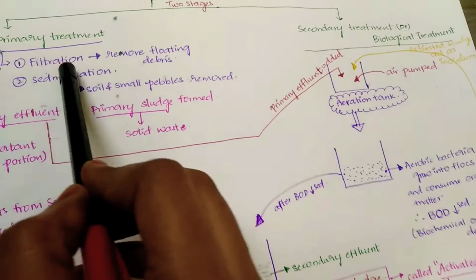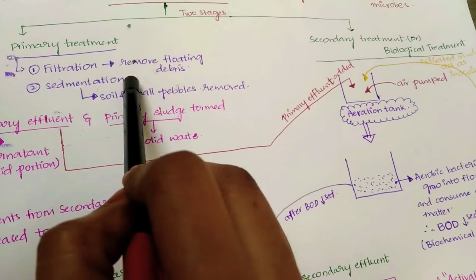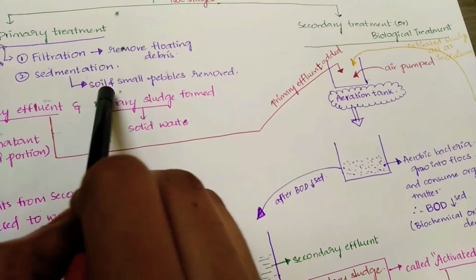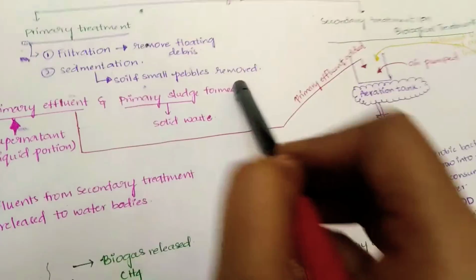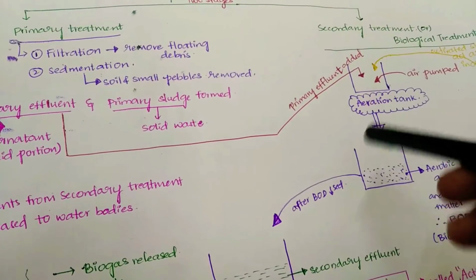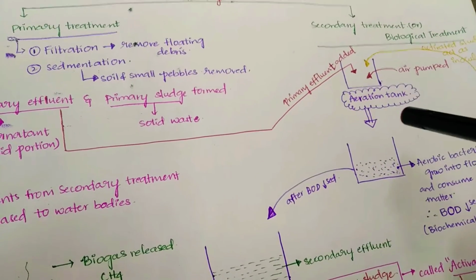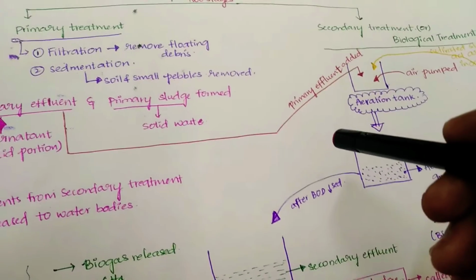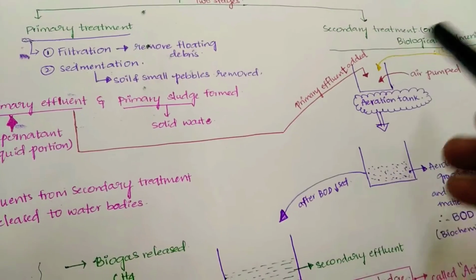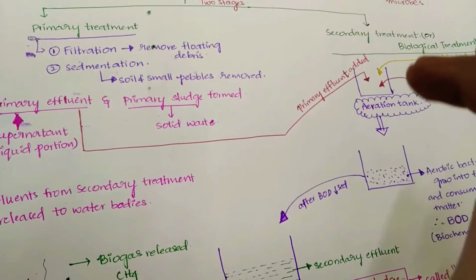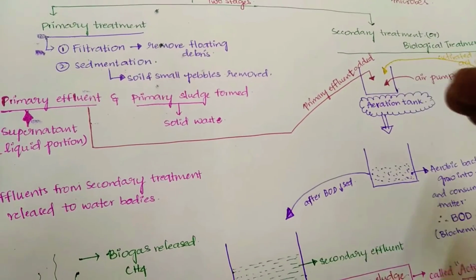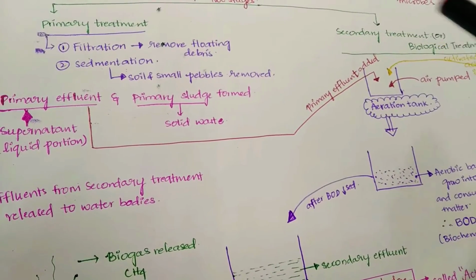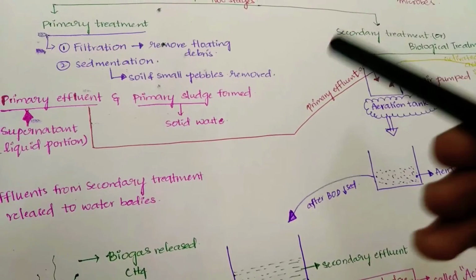During the filtration process, floating debris is removed, and in sedimentation, soil and small pebbles are removed. For example, let us take a glass and add soil along with the water and allow it to sit for a few minutes. After a few minutes, we can see the settlement of the soil particles at the bottom of the glass, and the remaining water and whatever dust particles are present will keep floating on it.